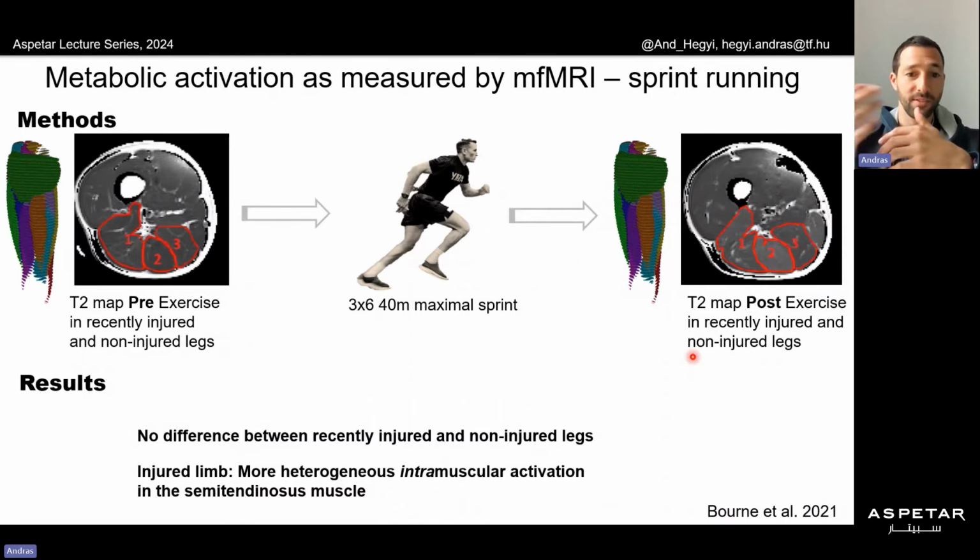And we have very different results again compared to EMG studies. This study found no difference between recently injured and non-injured legs. However, they also found that within the semitendinosus muscle, they had more heterogeneous activation. So this is the intramuscular activation of the muscle, which was more heterogeneous, but no difference between muscles.